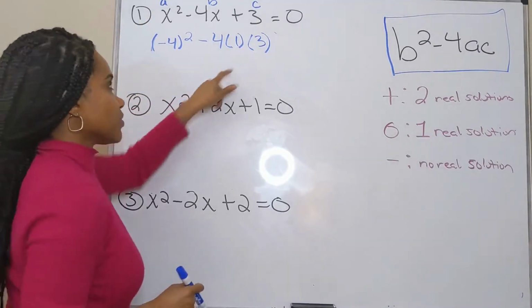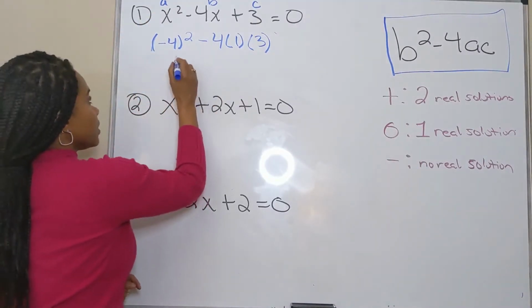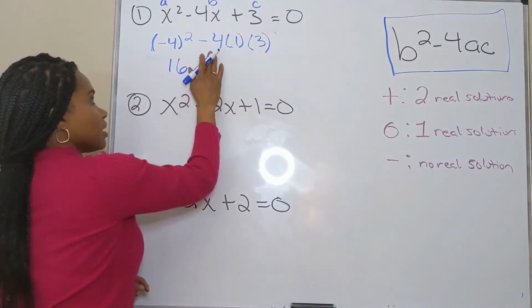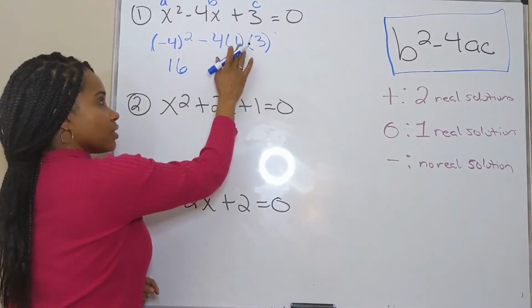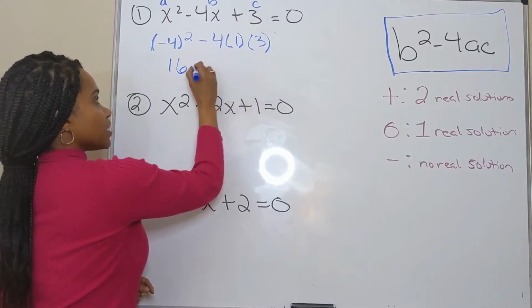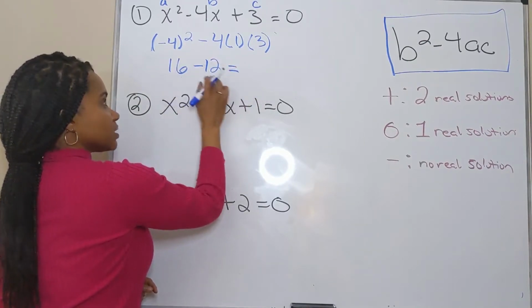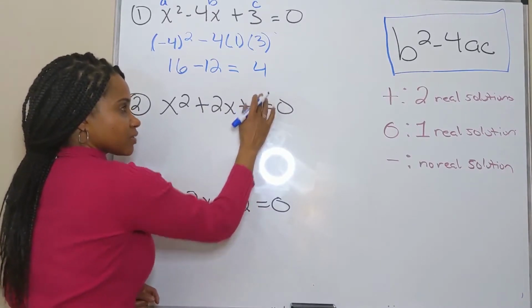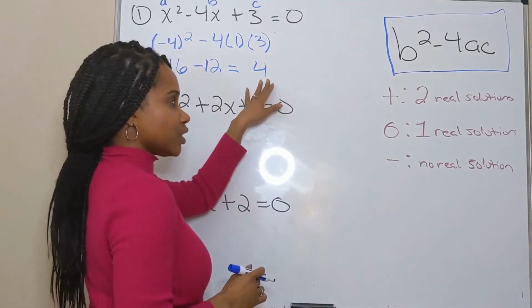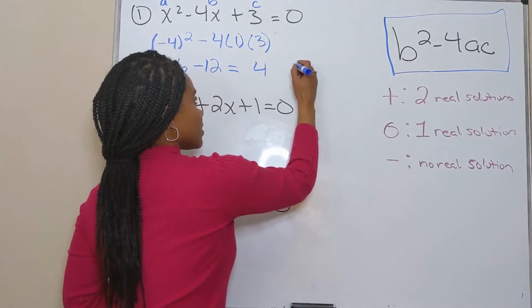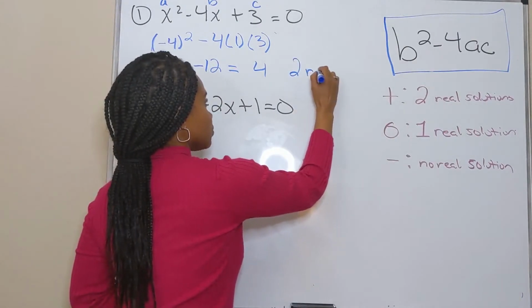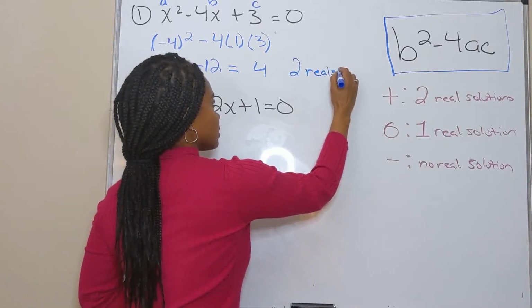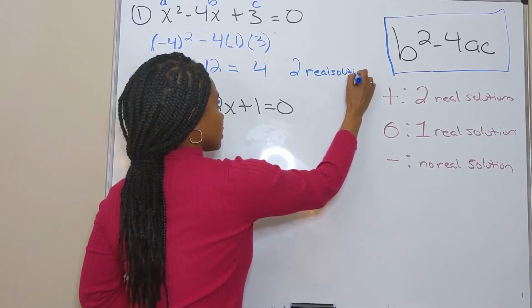So now I just simplify. -4 squared is 16. -4 times 1 is -4. -4 times 3 is -12. 16 minus 12 is 4. 4 is positive. So since I get a positive discriminant, if I were to solve this quadratic equation, I would get two real solutions.